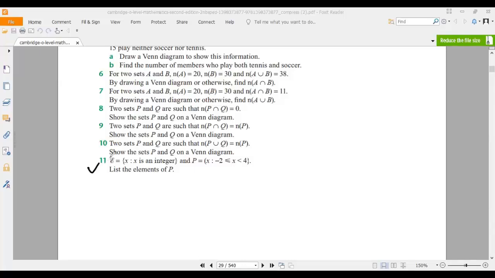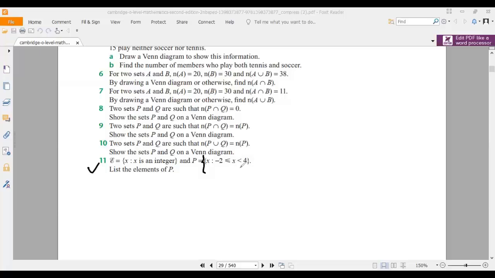Now our last question, question number 11. Here the universal set is X such that X is an integer, and P equal to X such that minus 2 less than or equal to X less than 4, in curly brackets. List the elements of P. There are three types of integer: positive integer, negative integer and 0.